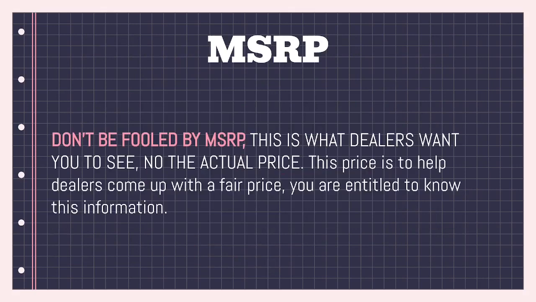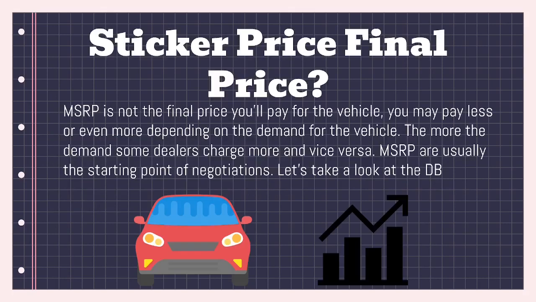Once you understand the MSRP, one thing you have to notice is, don't be fooled by the MSRP. This is what the dealers want you to see. It's not the actual price of the vehicle. You might buy the vehicle at a lower price or at a higher price than the MSRP, depending on different factors. This helps the dealers come up with a fair price for you to be able to buy the car. These are prices from the manufacturers to make sure the dealership doesn't overcharge consumers of the vehicle. So that's basically what an MSRP is.